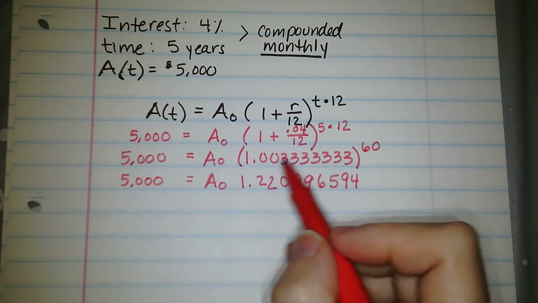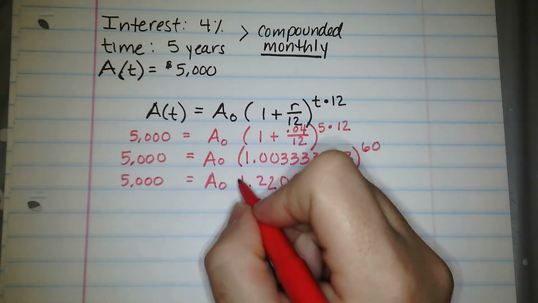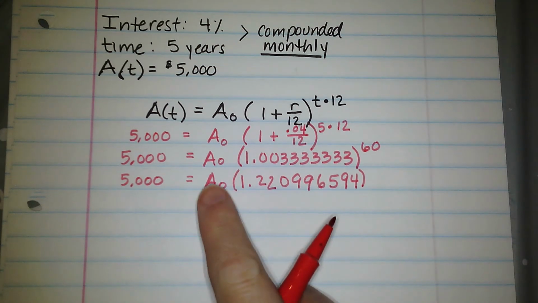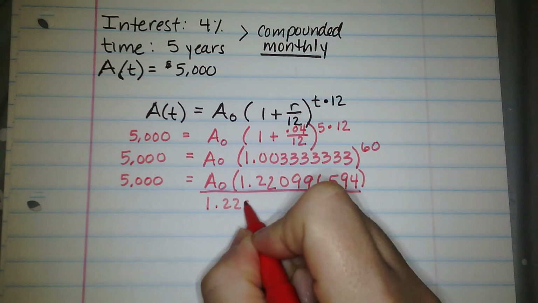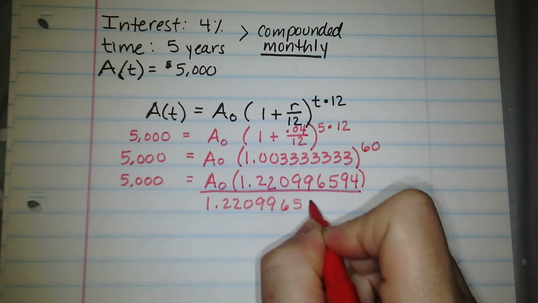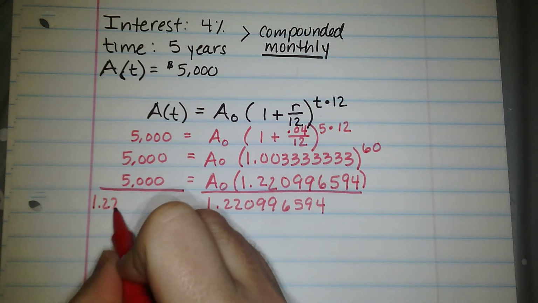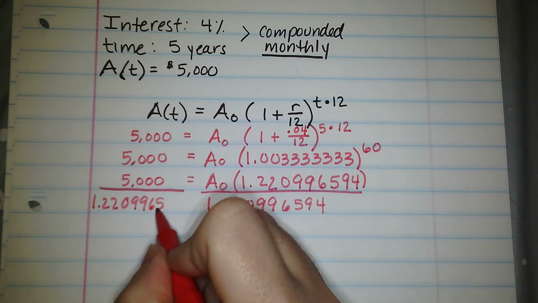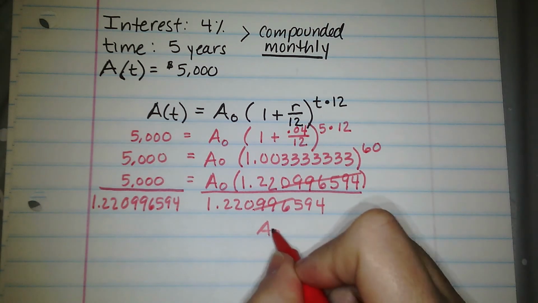Now, the exponent is done. The inside of the parentheses is done. So this is truly and honestly just a multiplication now, and you know how to solve this. In order to undo a multiplication, you've got to divide. So we're going to divide both sides by 1.22099659 and that cancels with that, and we will get our initial investment.